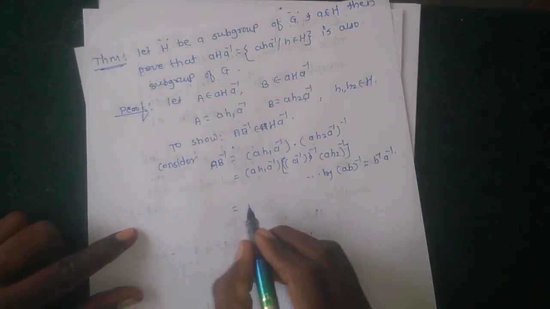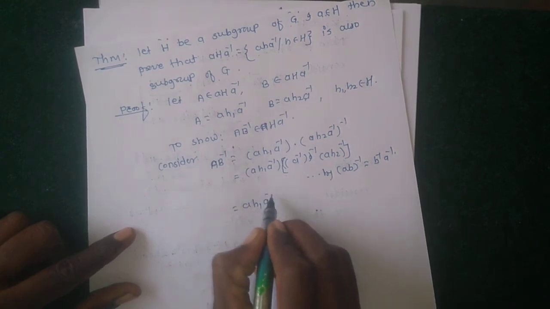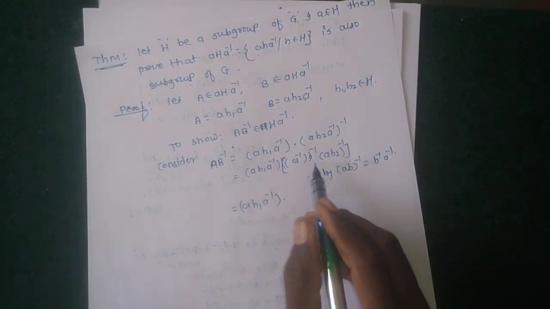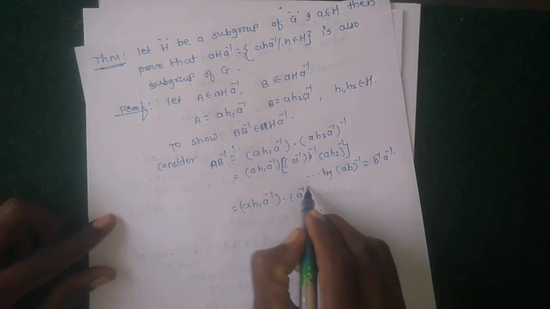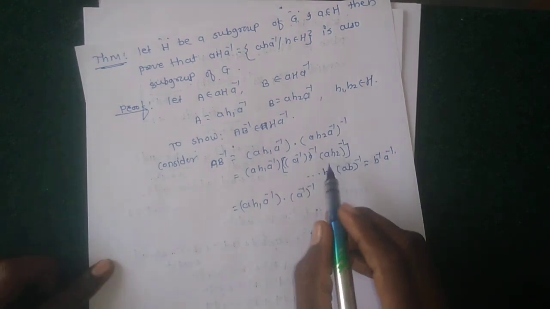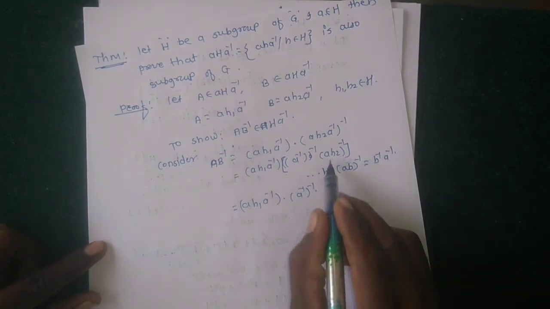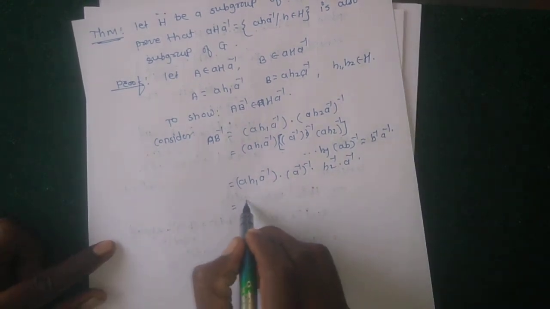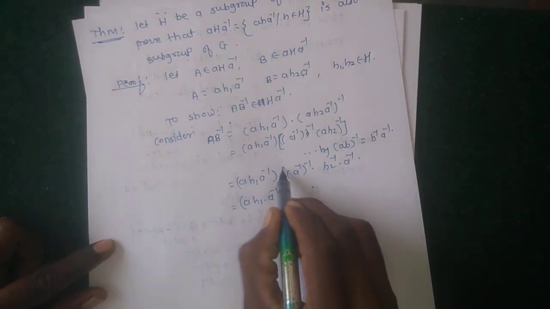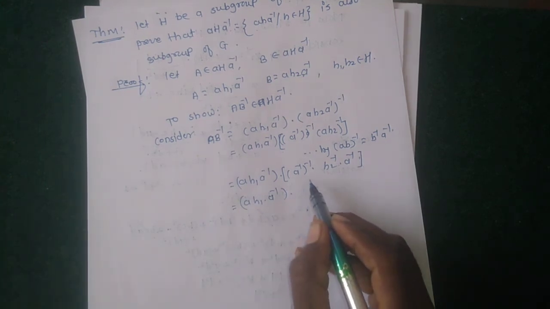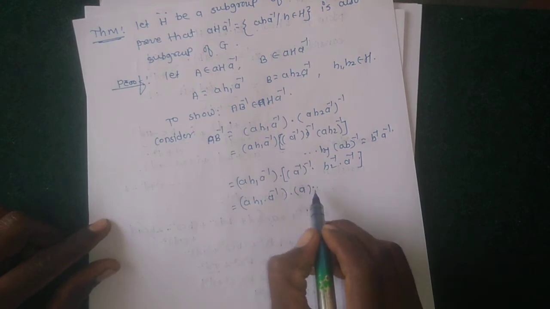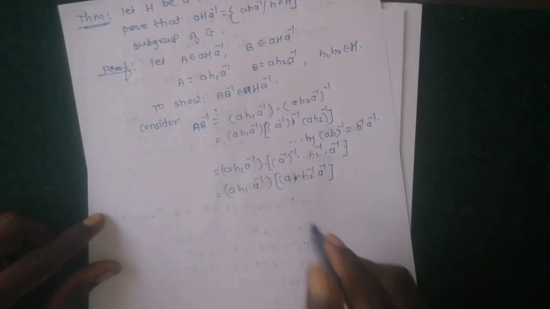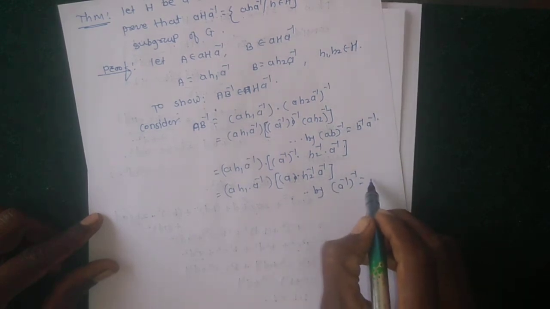Therefore ah₁a⁻¹ as it is, and again applying this result on this term, we get the inverse of this element. The inverse of a⁻¹ is a itself. Then applying this in the next step, and again using this result, h₂⁻¹ into a⁻¹, and we get ah₁a⁻¹ into the inverse of this element, a, into h₂⁻¹a⁻¹, because the inverse element of a⁻¹ is a itself.